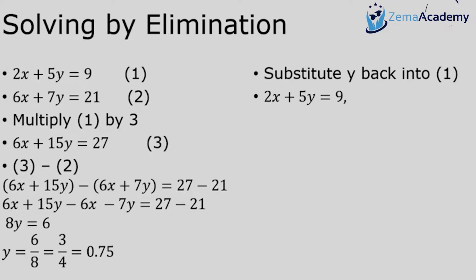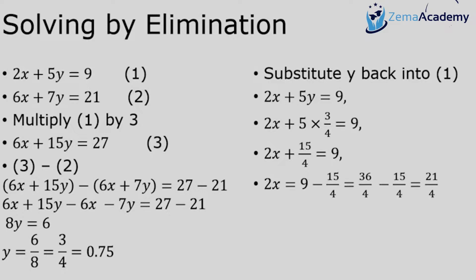So 2x plus 5y equals 9, 2x plus 5 times 3 over 4 is 9. I've done it in fraction form, so 2x plus 15 over 4 is 9. I'm going to take 15 over 4 from both sides. I've developed the fraction here, so I've turned 9 into 36 over 4 minus 15 over 4. And that equals 21 over 4.